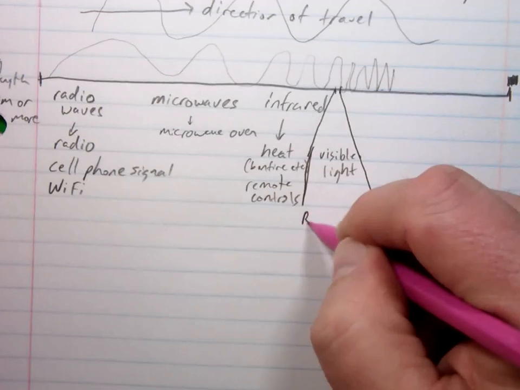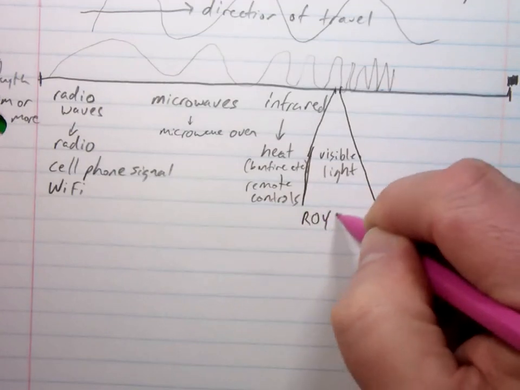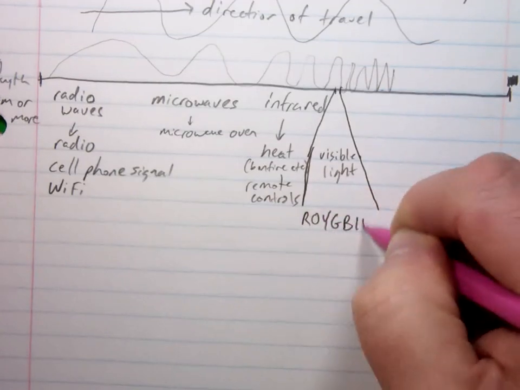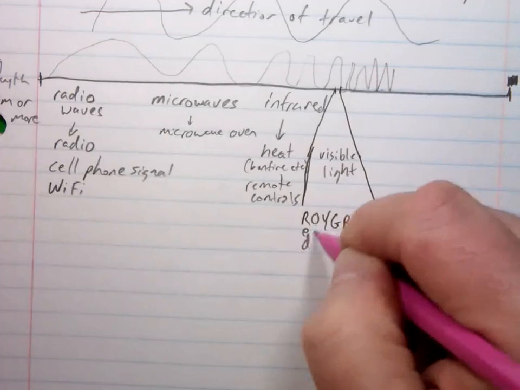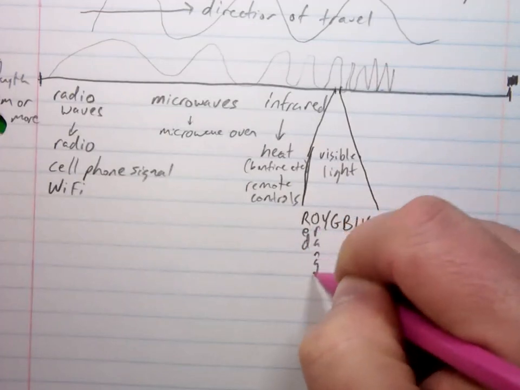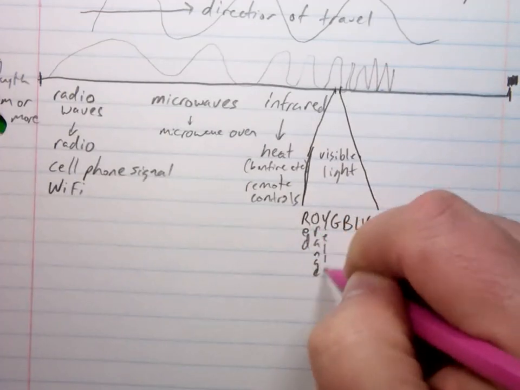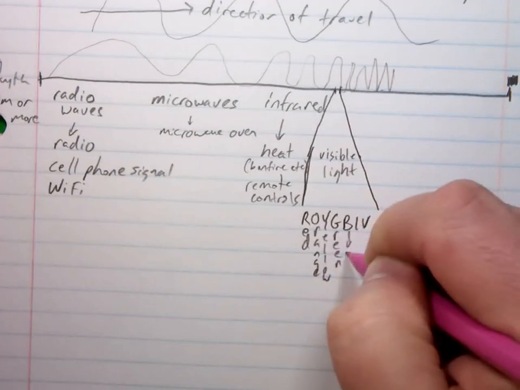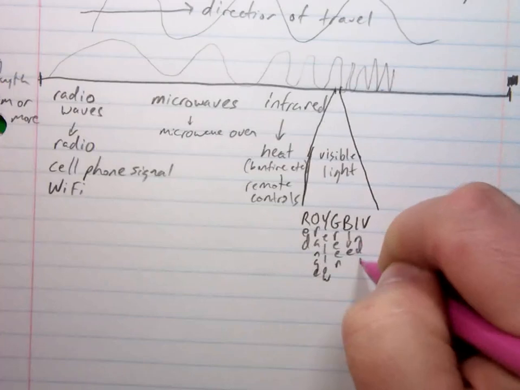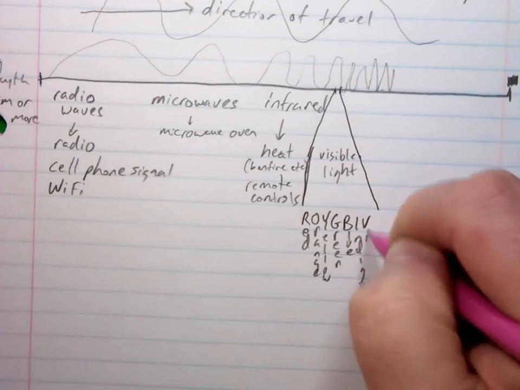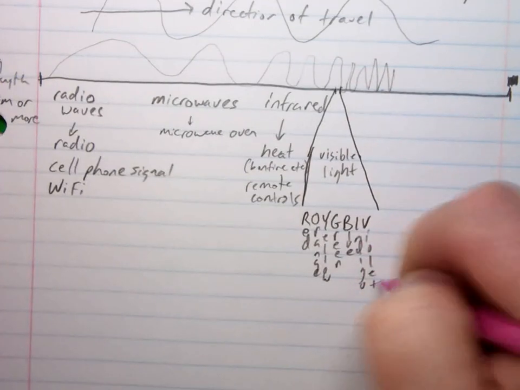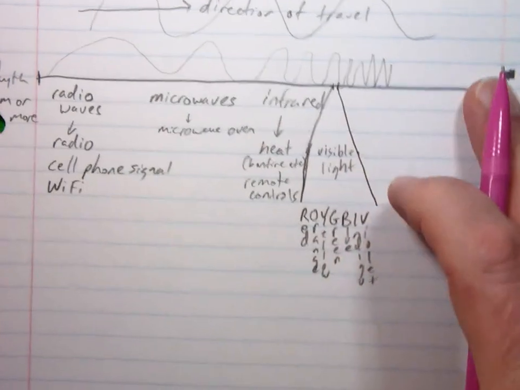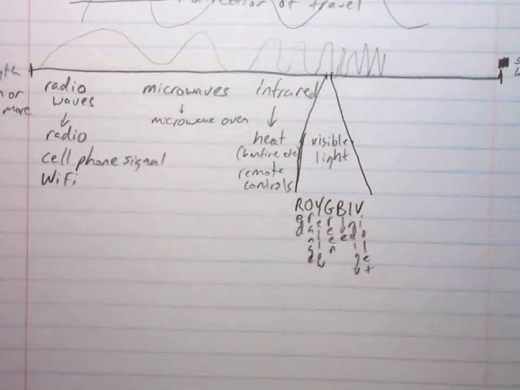Roy G. Biv. Roy G. Biv. For red, orange, yellow, green, blue, indigo, violet. Okay. This is what we can see. If it's not here, we can't see it. Now we can see combinations of those things.